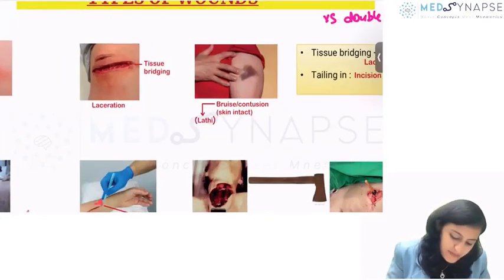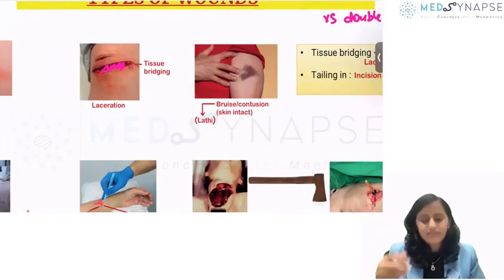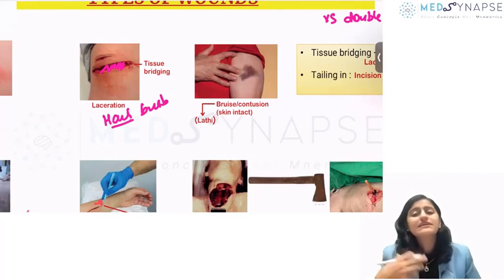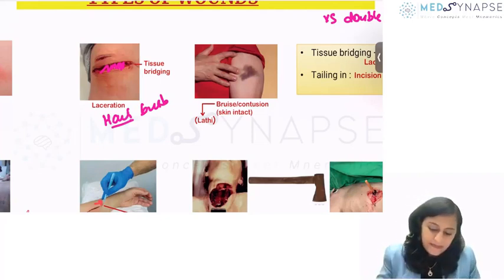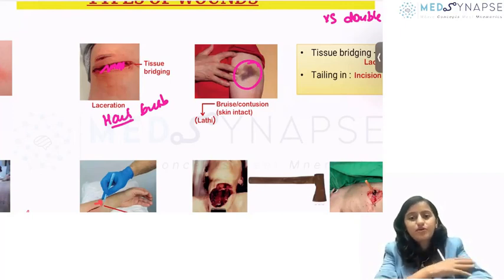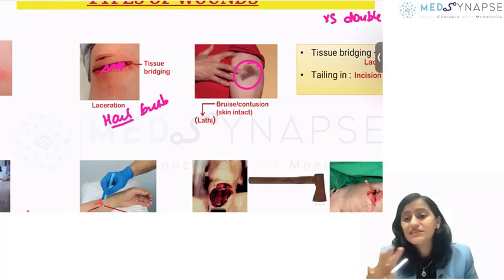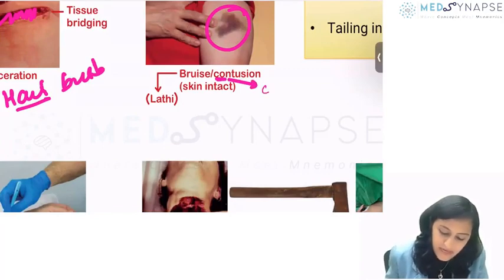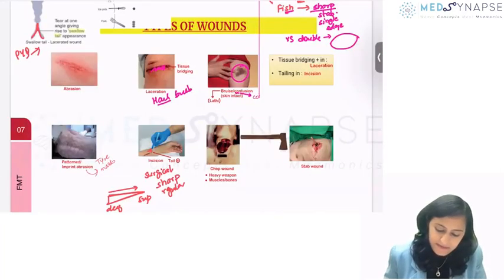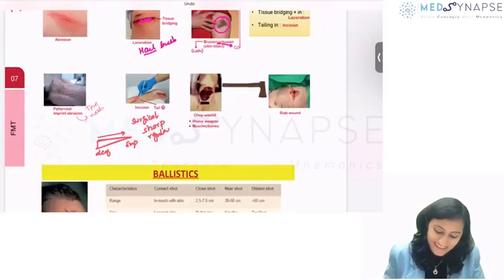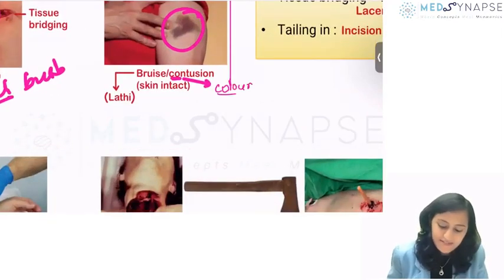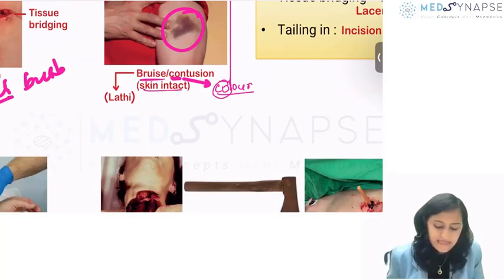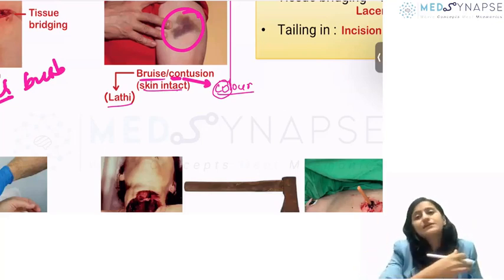In laceration, what is present is the tissue bridging. You would see the tissue bridging, like the question mentions the hair bulb and so on being visible, it is irregular, that will be seen in laceration. This one where the skin is intact, there is no epidermal discontinuity, but you see the discoloration, that is contusion. Remember, contusion shows the color change. Contusion is a bruise, right? It's a bruise. The other name, it is skin intact.